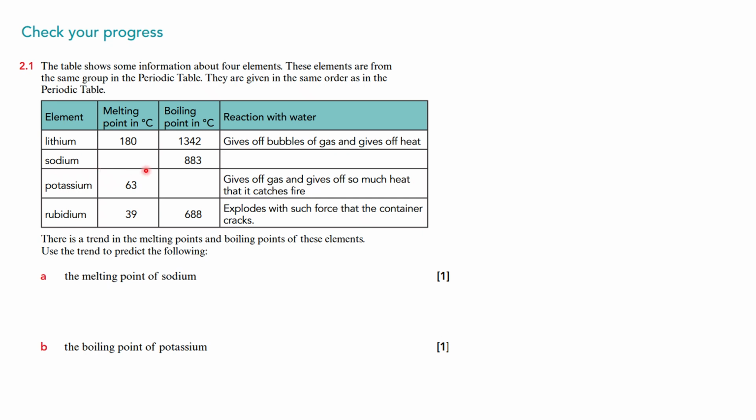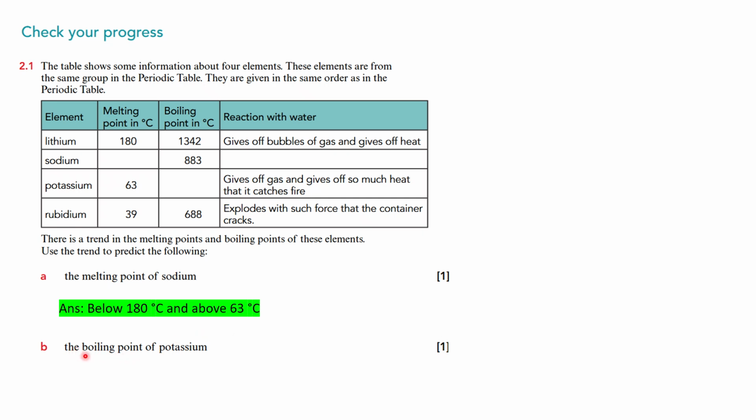So what will you write as an answer? Well, you are expected to write the range of temperature between which the melting point of sodium can lie. If we look at the trend given here, we can see that as we move down the group, the melting point of these elements decreases. So most probably the melting point of sodium will be less than 180 degrees Celsius and greater than 63 degrees Celsius. This is what you are expected to write.